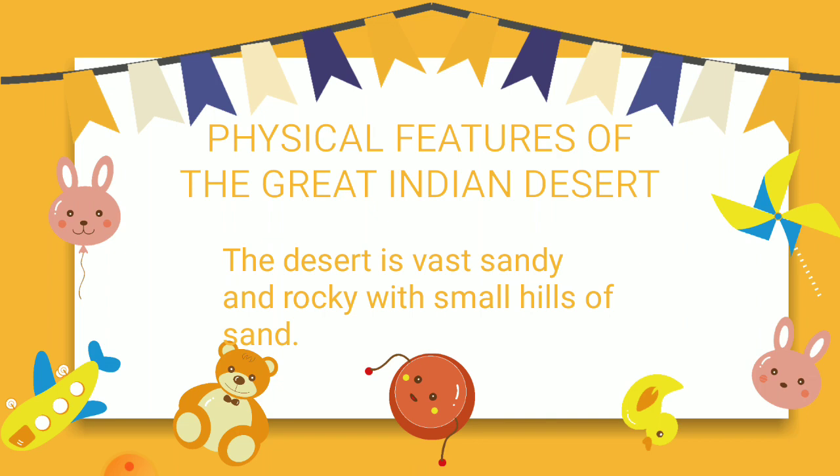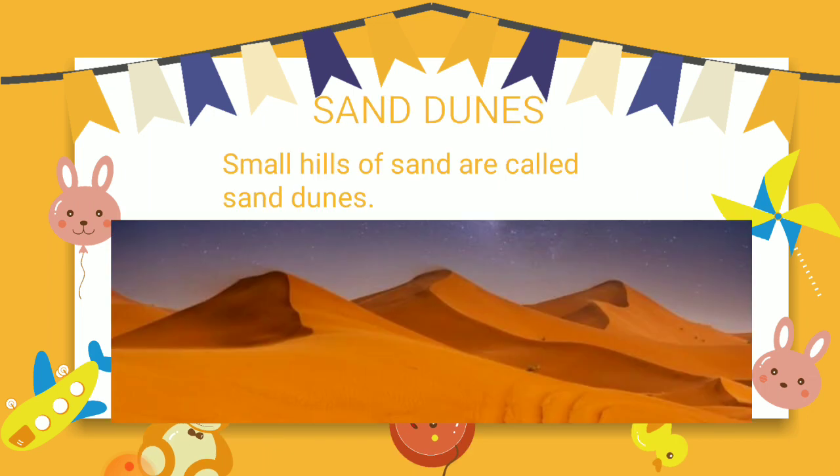the physical features of the Great Indian Desert. The desert is vast, sandy and rocky with small hills of sand. The desert area is a huge area. Basically, there is sand all around. Its surface is rocky and there are small hills made by sand. These small hills made by sand are known as sand dunes.